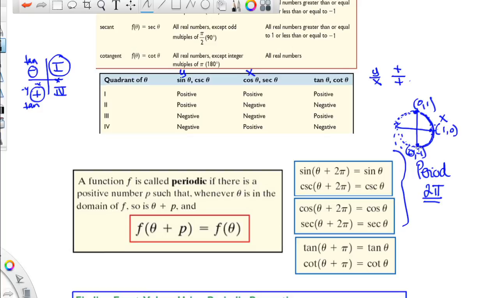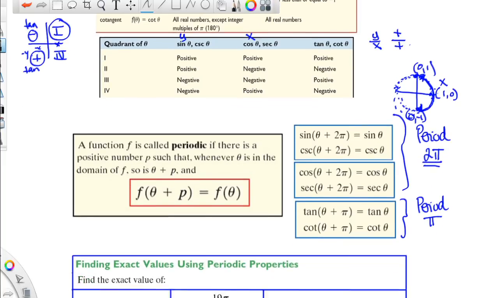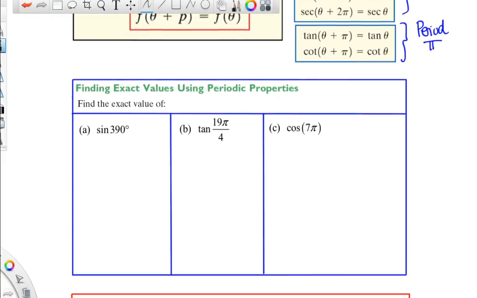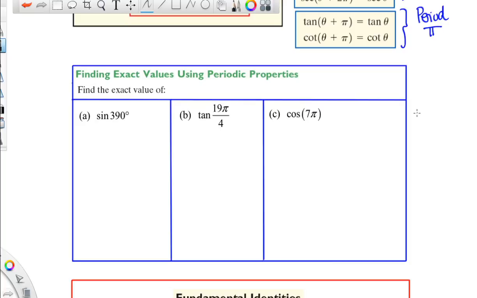So we'll look at that a little bit more in detail in some of these other sections, but the tangent here goes from negative 1, to 0, to a positive 1, and it does that in a rotation of pi radians. So the period for the tangent and also the cotangent is pi. That's something you should probably have memorized. Okay, finding exact values using periodic properties.